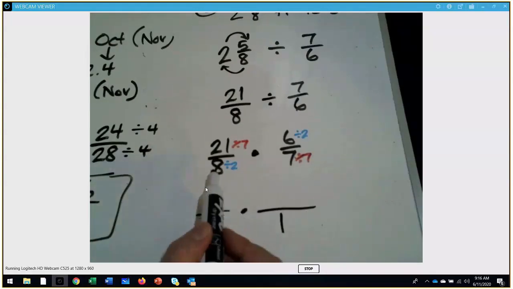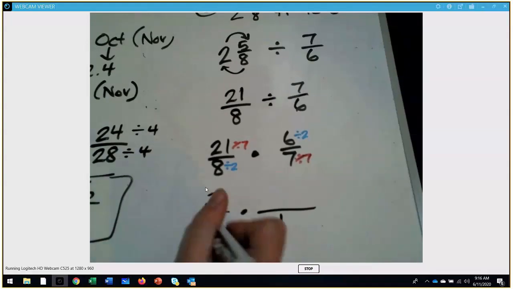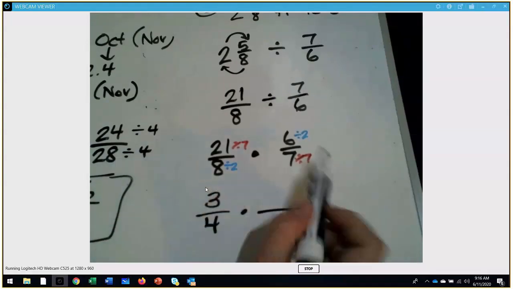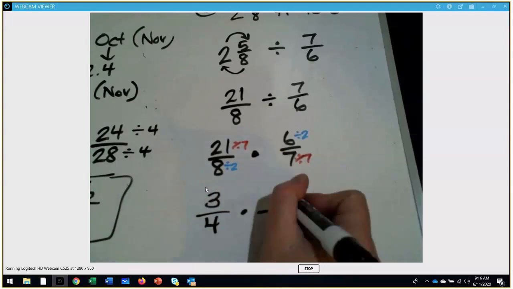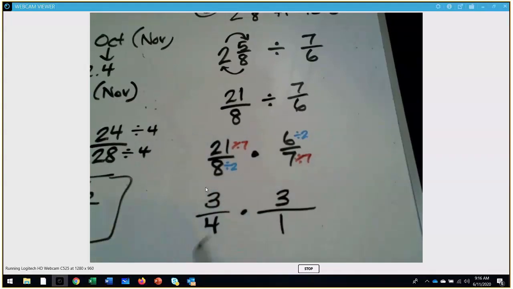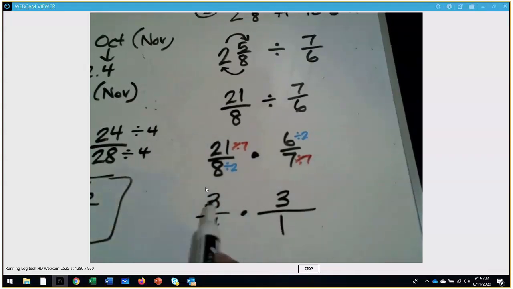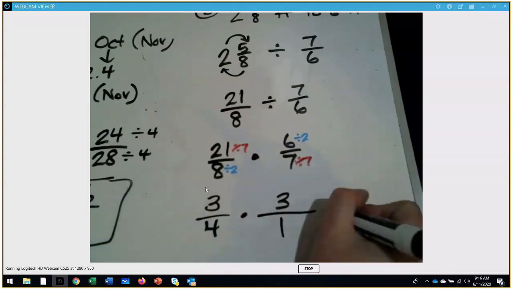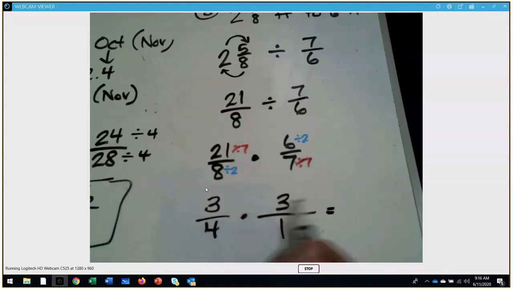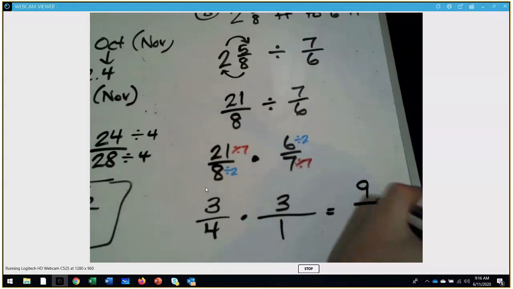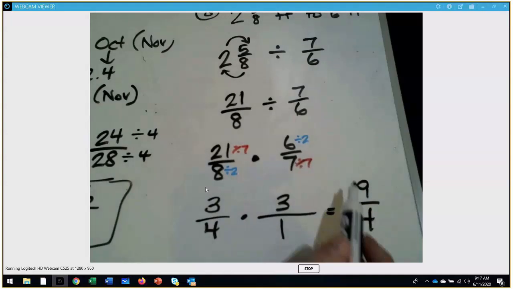And the other two, 8 divided by 2 is 4, and 6 divided by 2 is 3. And that's it for simplifying, so let's take it straight across. 3 times 3 is 9, and 4 times 1 is 4. So there's our ratio as whole numbers now in lowest terms.